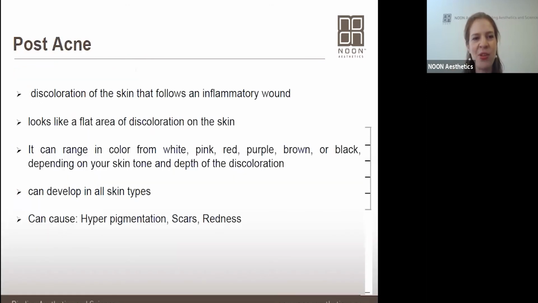Okay, so I promised a few words about post-acne. After we treated acne and we had such a wonderful and great result, sometimes there is a discolorization on the skin that follows the inflammatory wound. It will be flat. There will be no inflammation. It happens in every kind of skin and in every color. And it can cause hyperpigmentation or scars or redness also. And it stays exactly where the wound was and doesn't go anywhere.